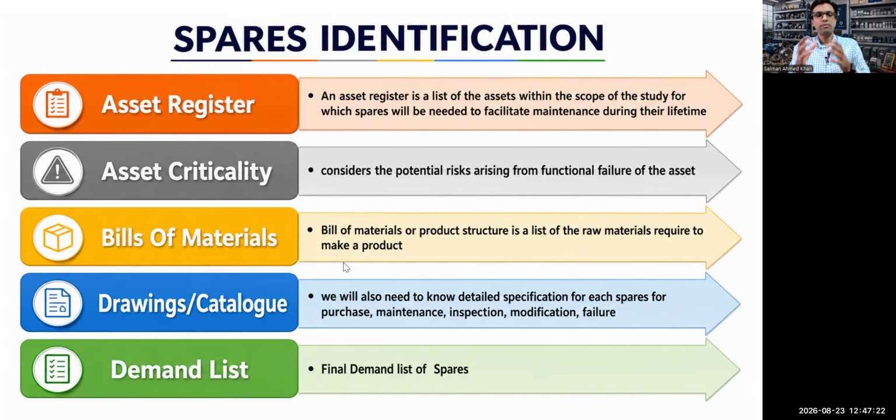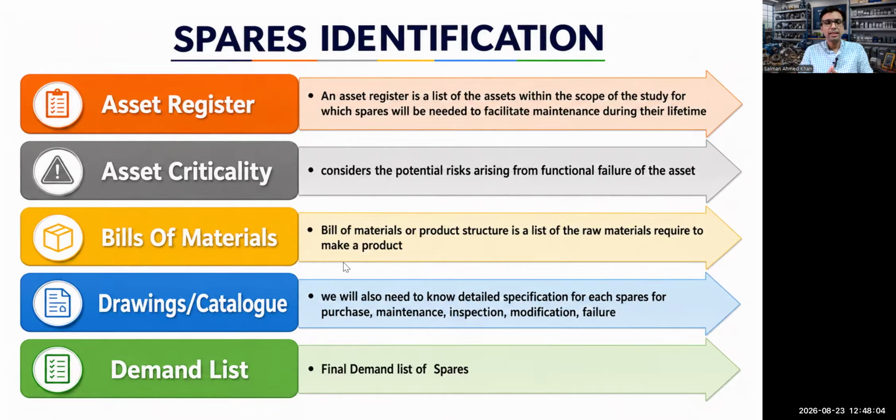Now, the asset register could be the fixed asset register that you maintain with the coordination of the finance management and the accounts department. And after that, you assess the criticality, considering the potential arising from the functional failure of the assets, that is, which asset is critical for your production, and in case of its failure, how it could impact your production. And for that reason, you study the bill of material, or product structure, a list of raw materials or the spares required to make the product, or required to make a spare or an asset effective.